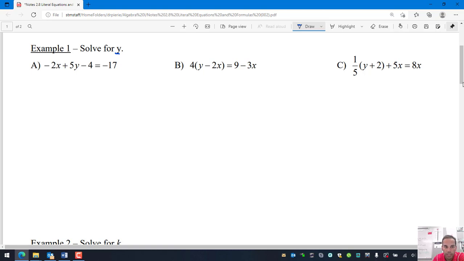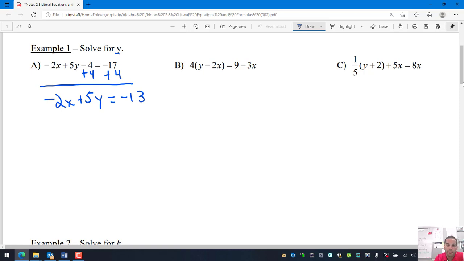First thing I would probably do here is I would add 4 to both sides and see if I can combine any like terms. Okay, after I add 4 to both sides, I'm left with negative 2x still on the left. I still got a plus 5y on the left. And then on the right, I see negative 17 plus 4, and that is equal to negative 13. Okay, ask yourself this question. Is y by itself yet? No, it's not. So I got to still move this negative 2x over to the right.